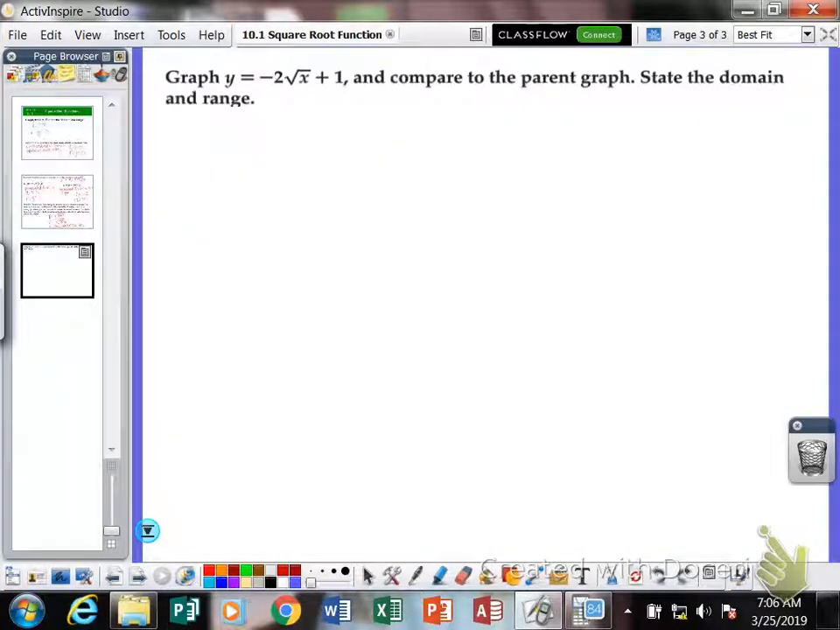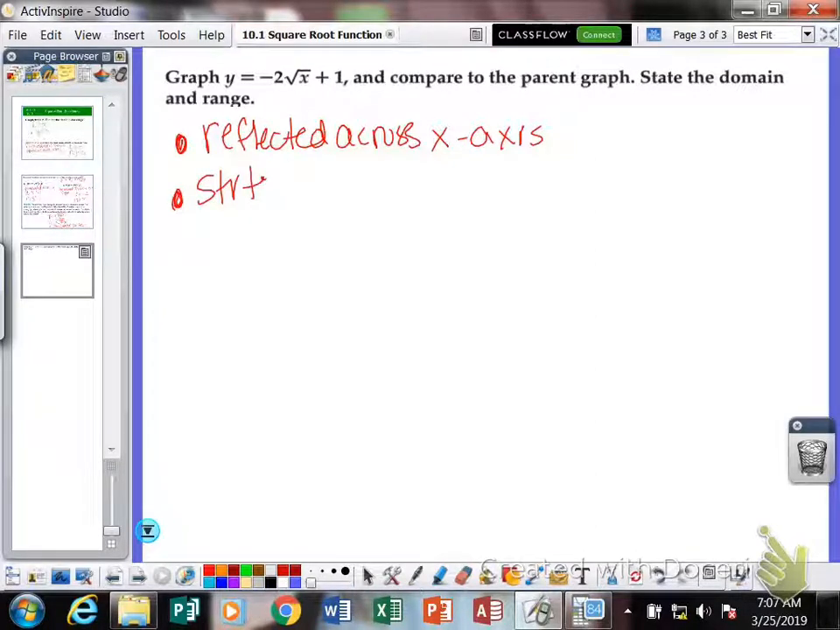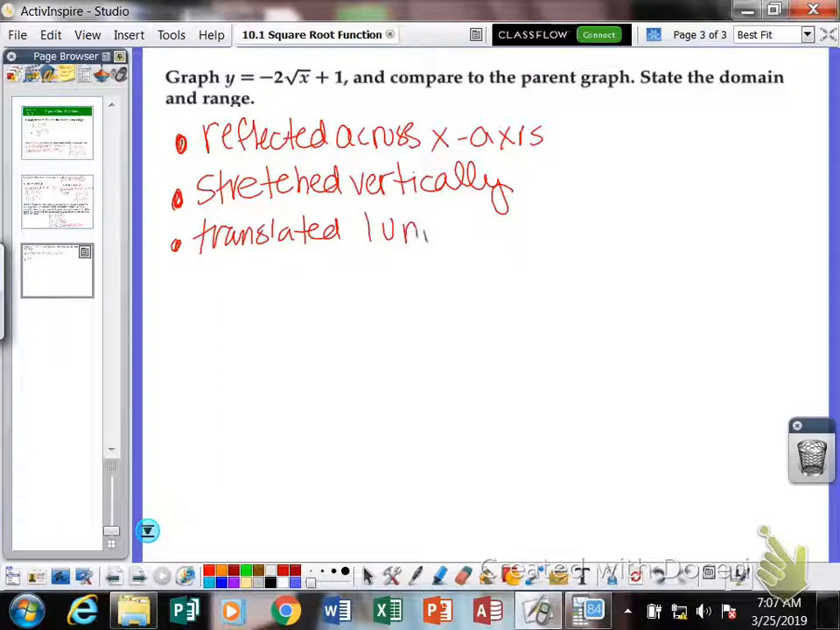And the last one. So graph that. So again, I can look at this and say it's negative, so it's reflected across the x-axis. The 2 tells me that it is stretched vertically. The 1 at the end there tells me that it's translated 1 unit up. And now I have to think about my domain and my range, so x and y.